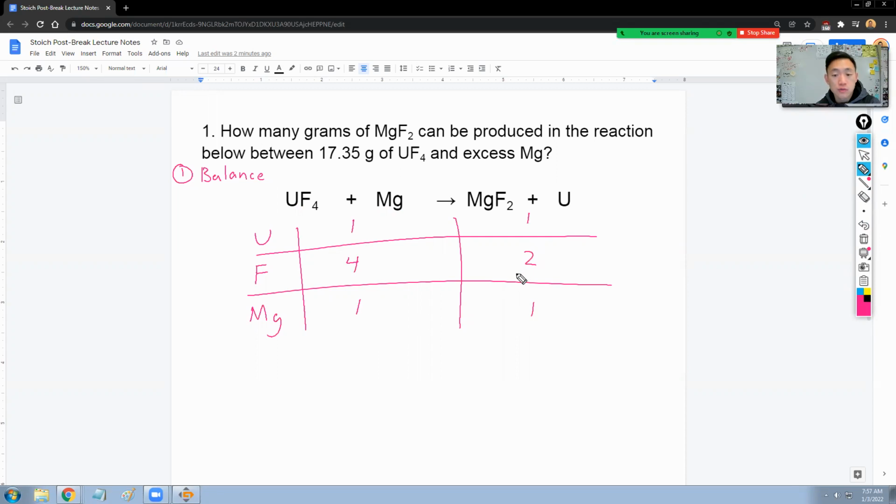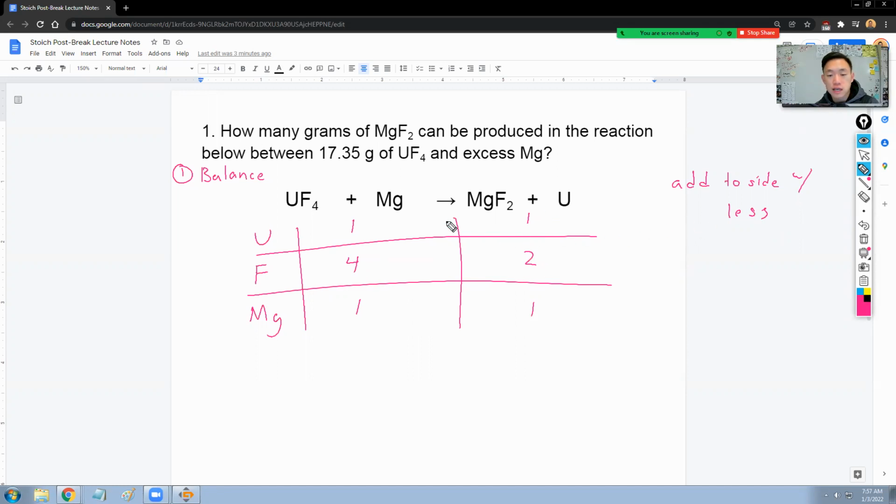And so what we want to do is add to the side that has less. If you notice, uranium and magnesium are balanced, but fluorine is not. So we want to add to the side that has less. There's less on the right side, so we're going to add some fluorines to the right side.